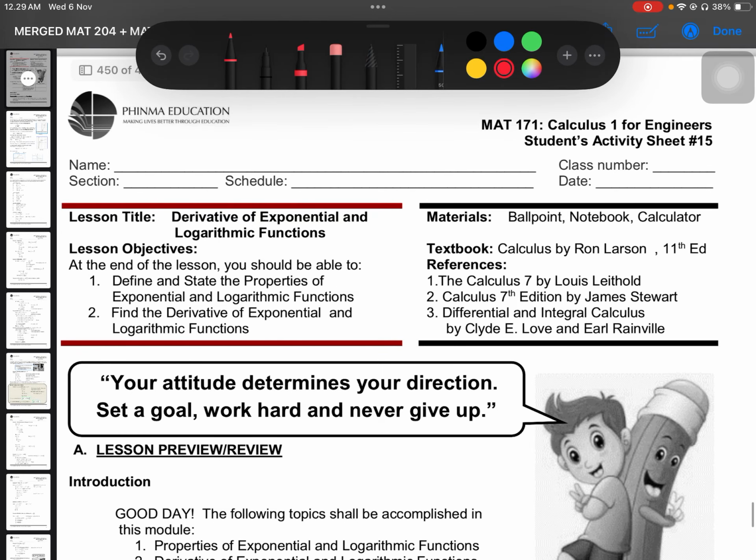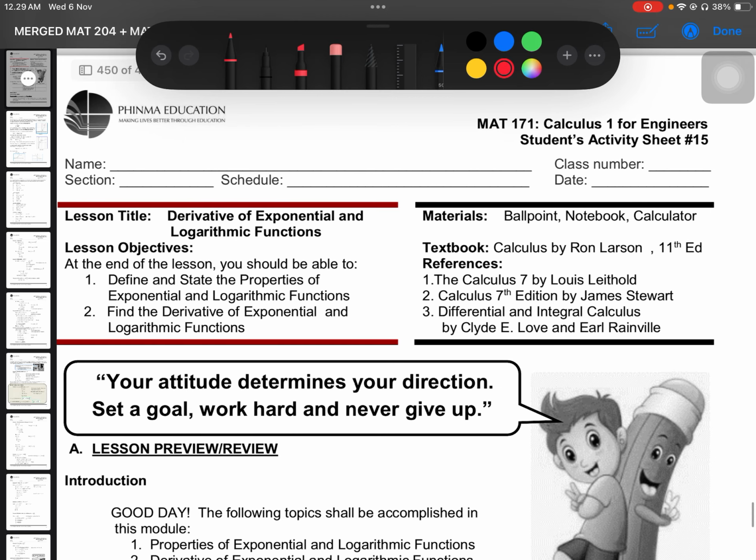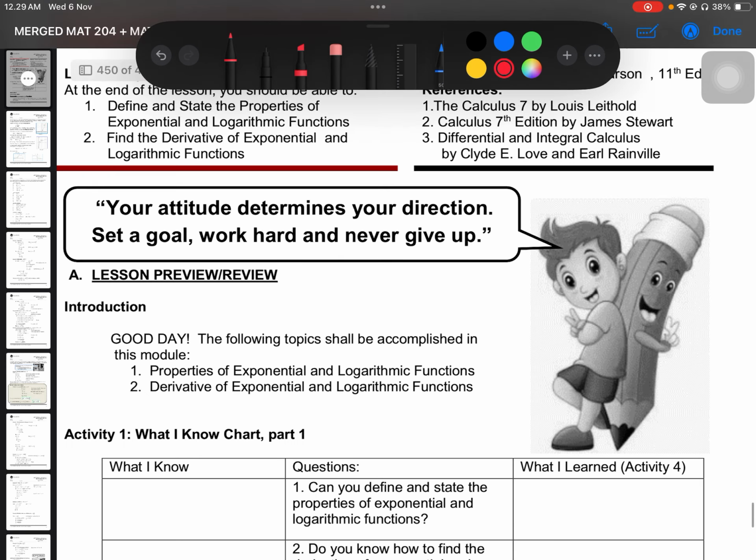Magandang araw. So, welcome to Math 171 Calculus 1 for Engineers, student activity sheet number 15. And the lesson title for today is the derivative of exponential and logarithmic functions. And our lesson objectives are to define and state the properties of exponential and logarithmic functions and to find the derivative of exponential and logarithmic functions.